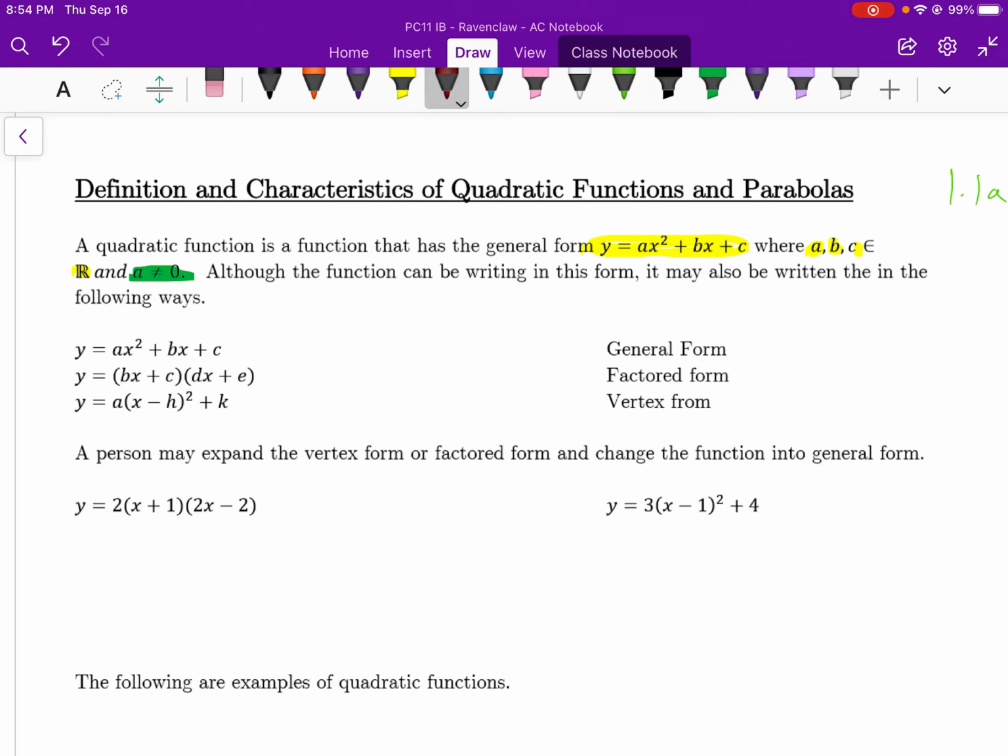Just like linear functions, there are many different forms of quadratic functions, and each form has some benefits and each has some drawbacks. We'll be taking a look at these later. But the general form of a quadratic function looks like this. y is equal to ax squared plus bx plus c.